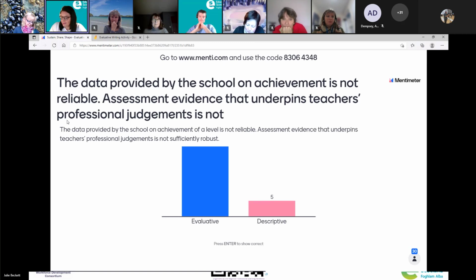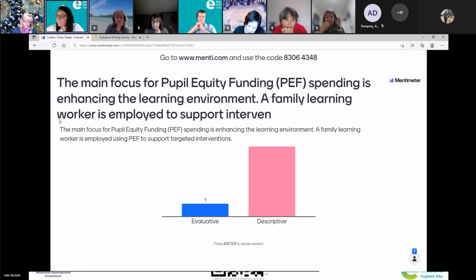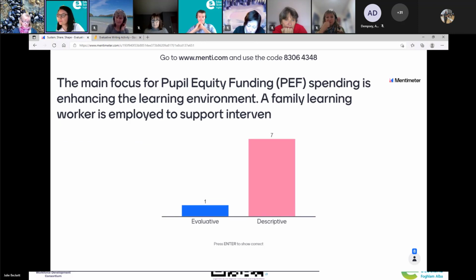And our last statement, hopefully, lucky number 3, here we go. Statement 3 is the main focus for pupil equity funding, PEF, spending, is enhancing the learning environment. A family learning worker is employed using PEF to support targeted interventions. I'll give you a minute to get on that one. I think there's a little bit of a clue with that one with the acronym in it in regards to what it is. Yeah, I know.